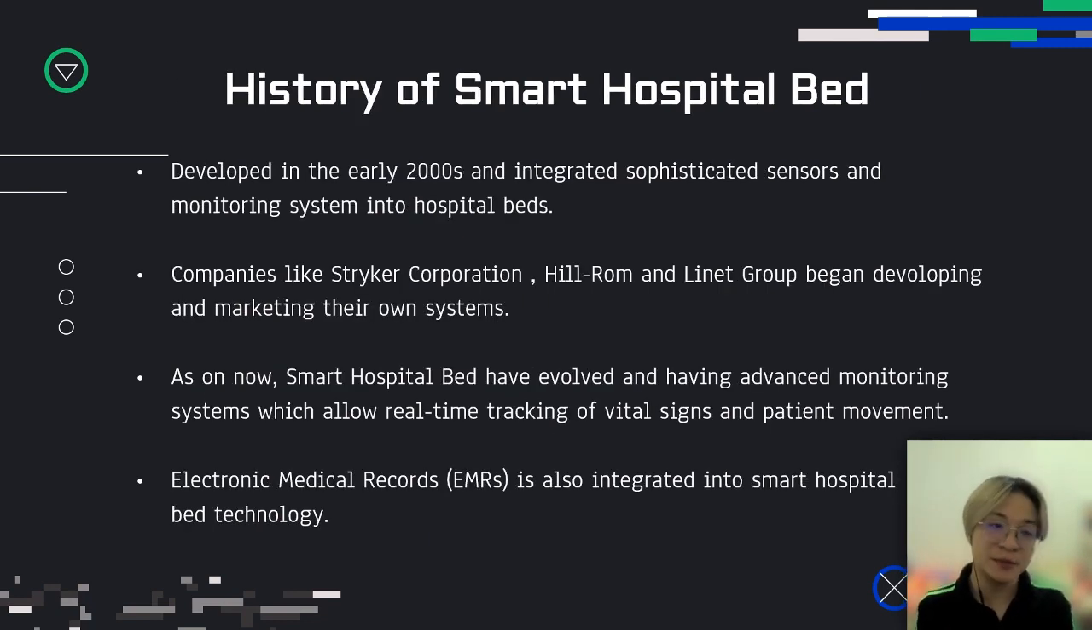The smart hospital bed was developed in the early 2000s and integrated sophisticated sensors and monitoring systems into them, like I mentioned just now. Due to the invention of these smart hospital beds, some companies like Stryker Corporation, Hillrom, and Linak Group began developing and marketing their own systems. As of now, smart hospital beds have evolved and have advanced monitoring systems which allow real-time tracking of vital signs and patients' movement. Data like electronic medical records (EMRs) is also integrated into smart hospital bed technologies in order to make it more convenient for the hospital to retrieve patients' data and their disease situations.